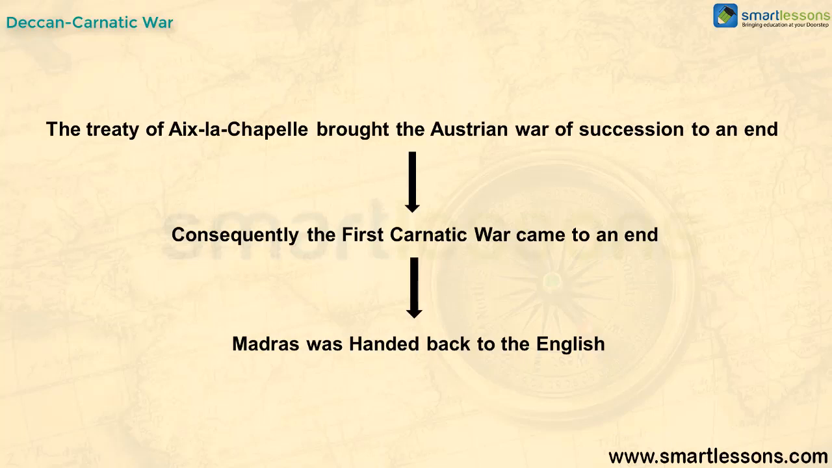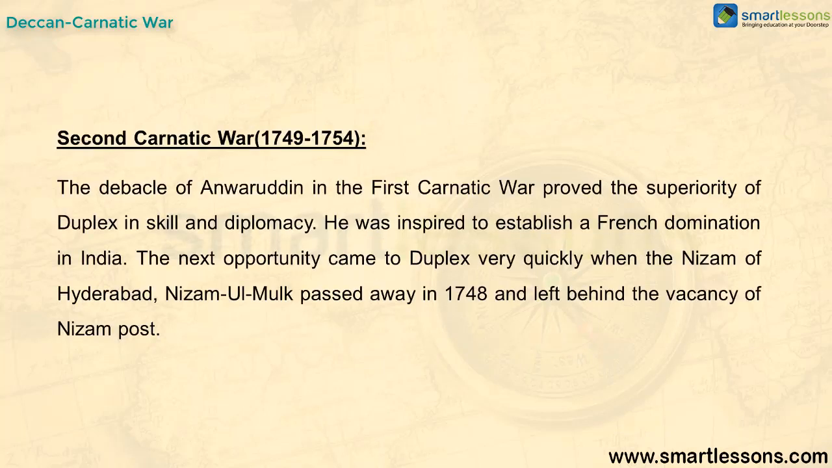In 1748, the Treaty of Aix-la-Chapelle brought the Austrian War of Succession to an end. Consequently, the First Carnatic War came to an end and Madras was handed back to the English. The debacle of Anwaruddin in the First Carnatic War proved the superiority of Dupleix in skill and diplomacy. He was inspired to establish French domination in India.